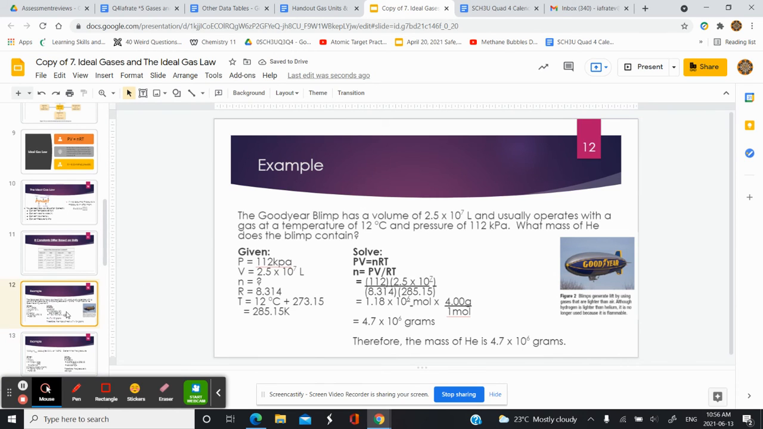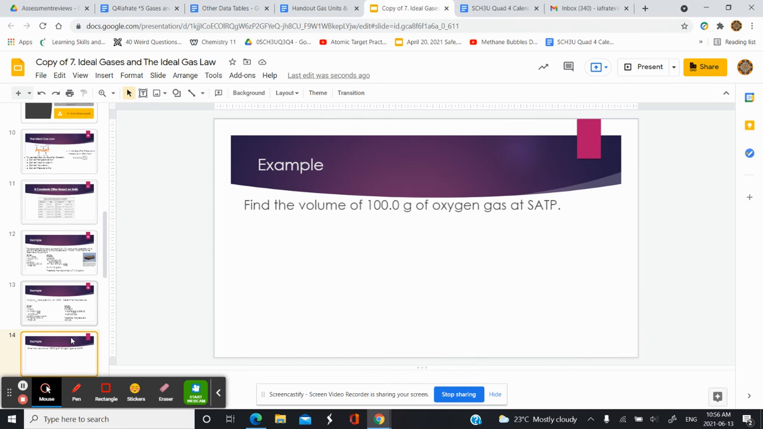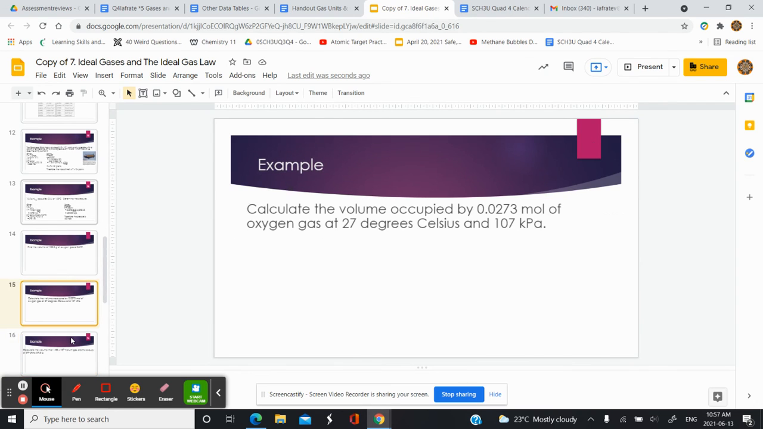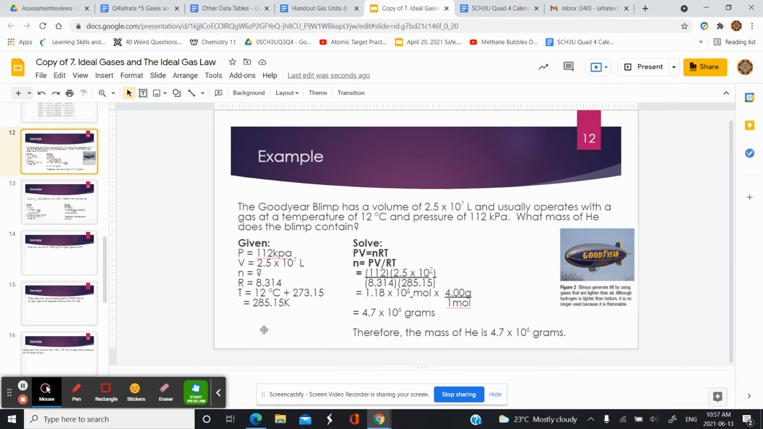So in the previous video, we saw an example where we had to solve for n. So we rearranged our equation to get the n value. In this video, we saw we had to rearrange our equation to get the P value because we were looking for the pressure. So in the next video coming up, we're going to do a few more examples using the ideal gas law. Again, make sure you try the questions first and then use the videos that we do to check your work.